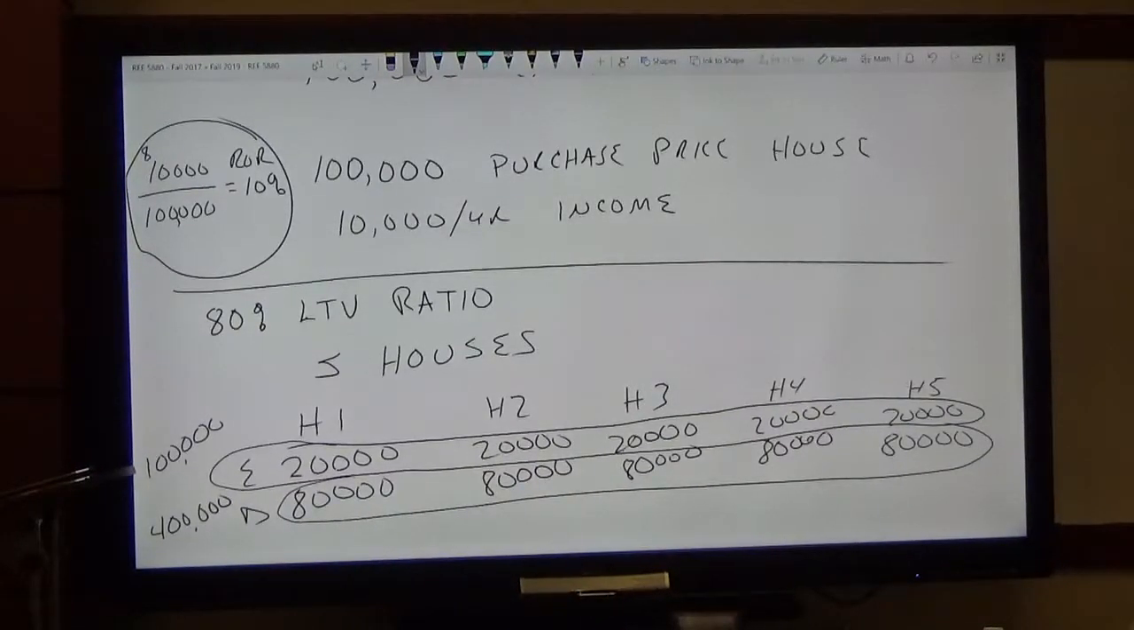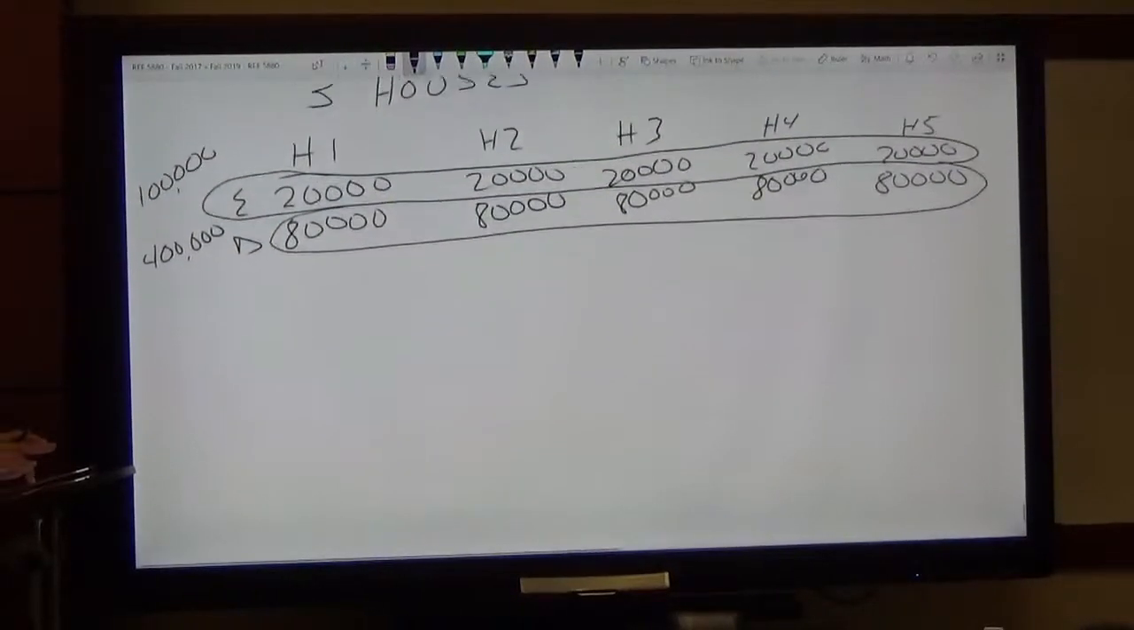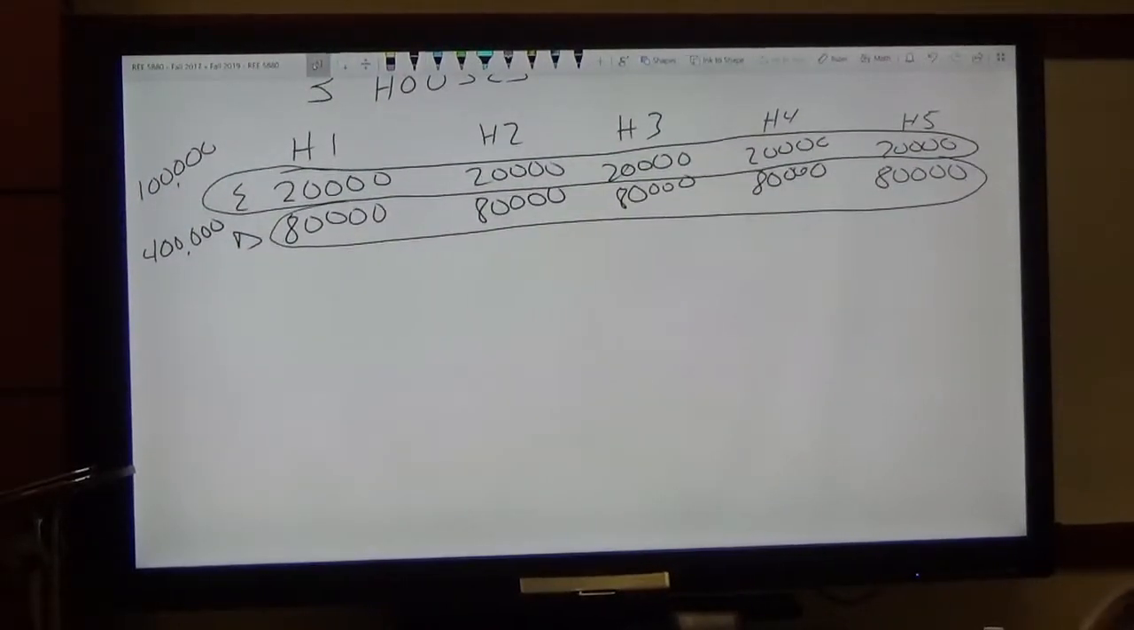All right. Everybody with me? Okay. Now, let's say that each of these houses does the same performance. It pays off $10,000 a year. In other words, the net operating income is $10,000 per house.